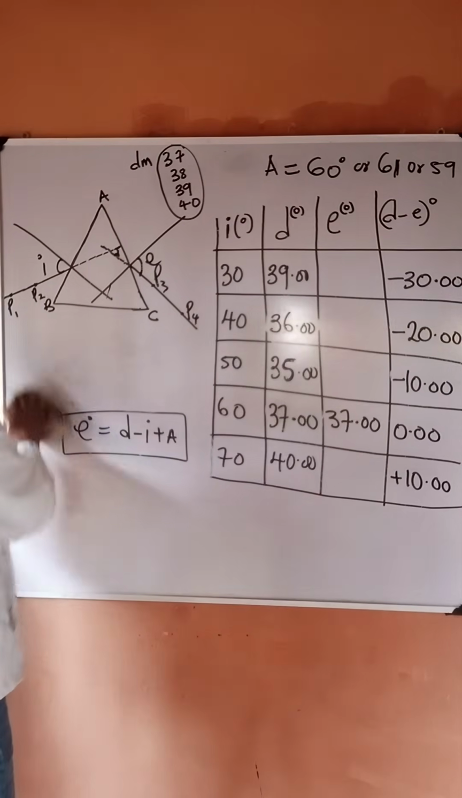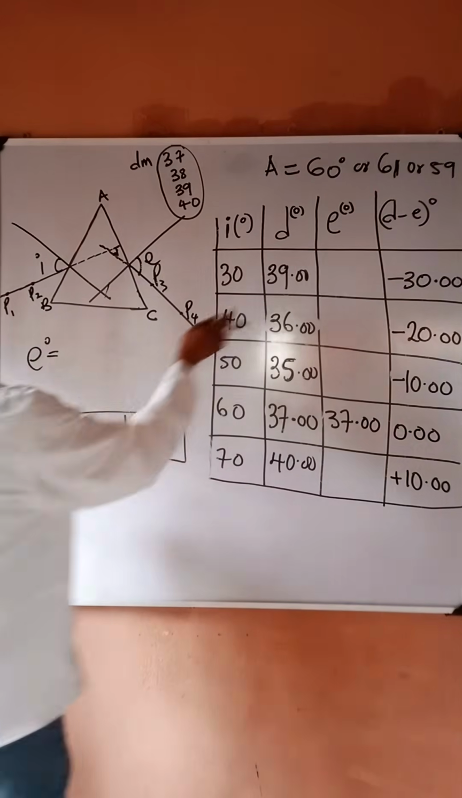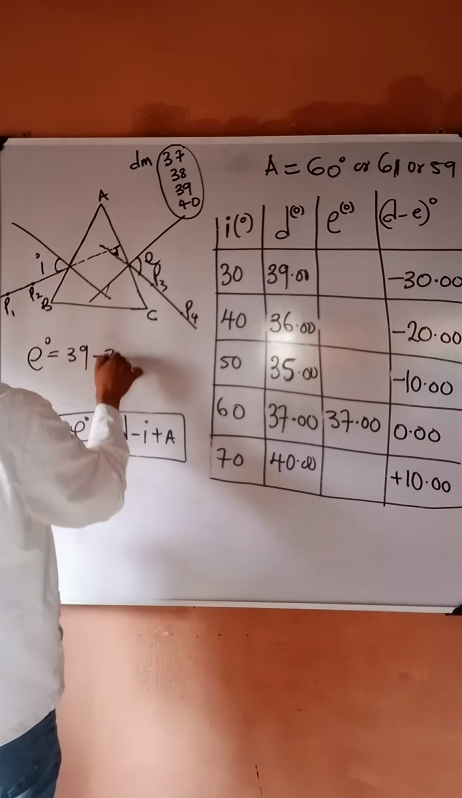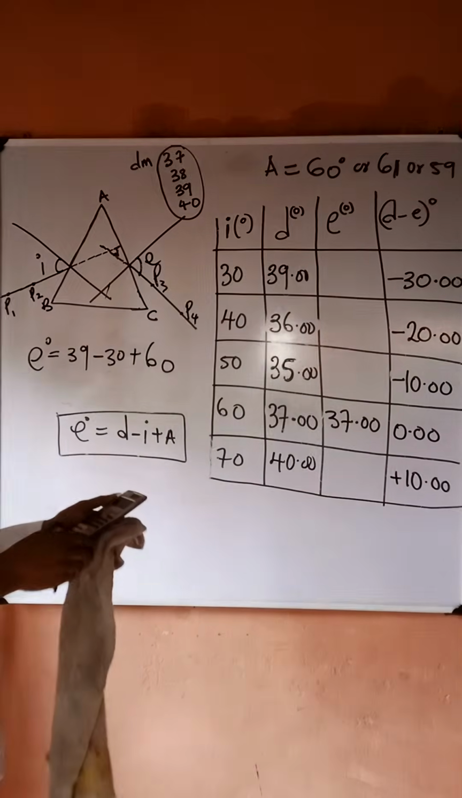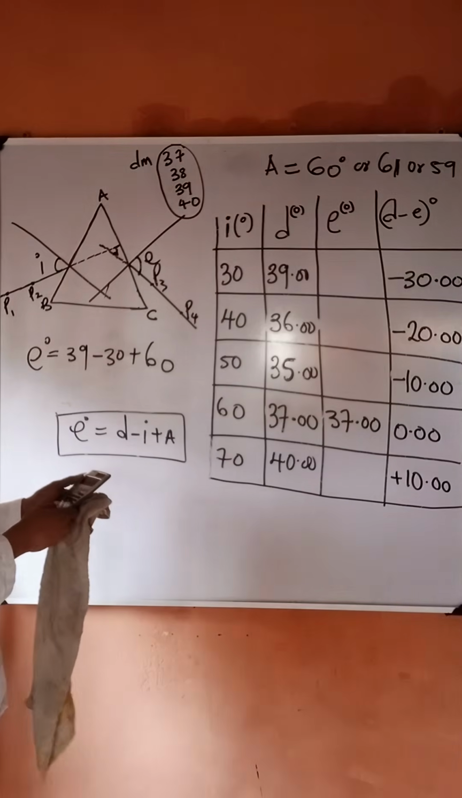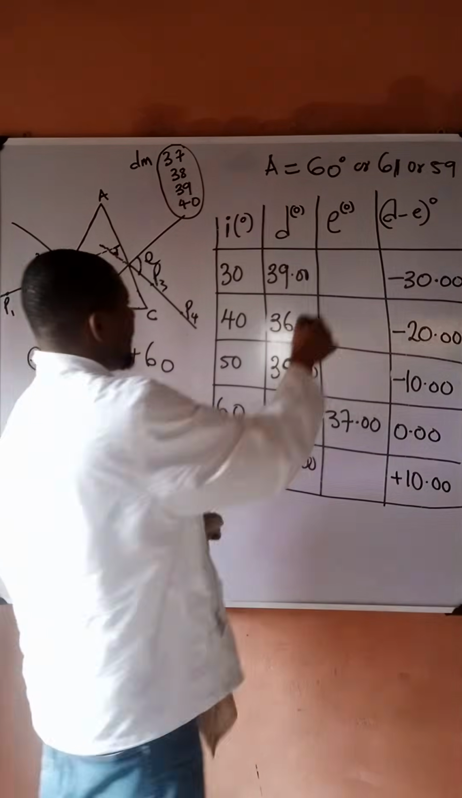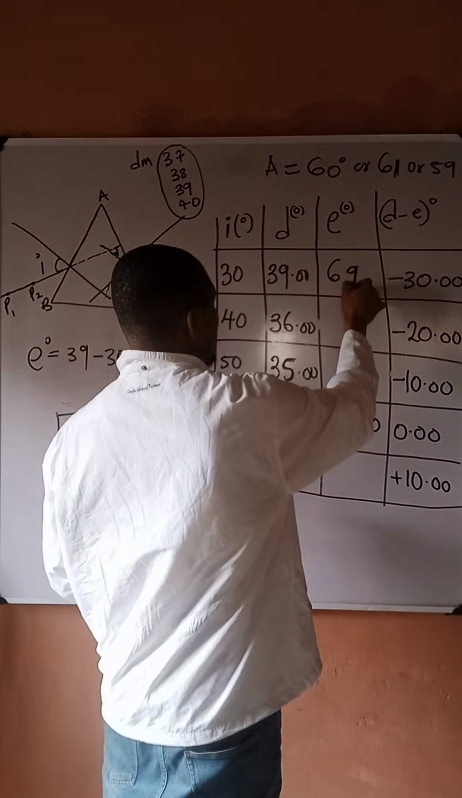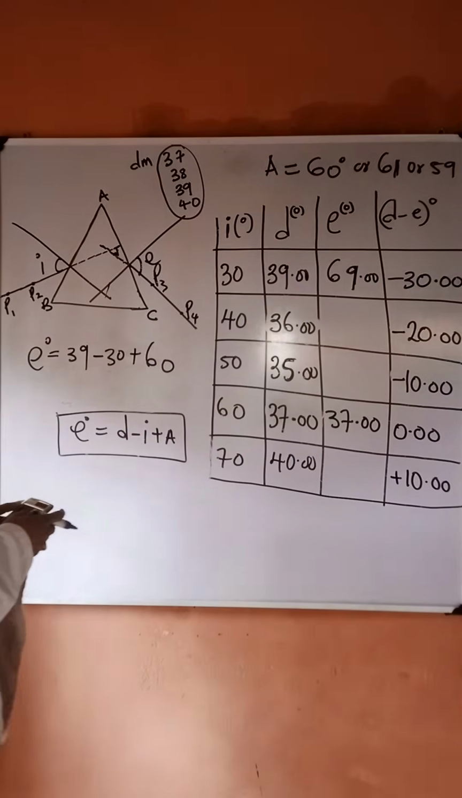So if I want to use this formula now, I want to get the first one. My E there is going to give me what? 39 minus what is the I? 30 plus A is what? I'm using it to be 60. So what are we going to have? This is 39 minus 30. So what I'm going to have here is 69. That's what I'm going to be having. 69.00. That's what I will have.